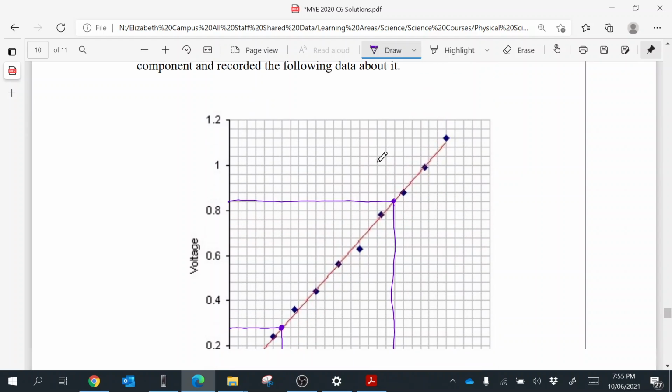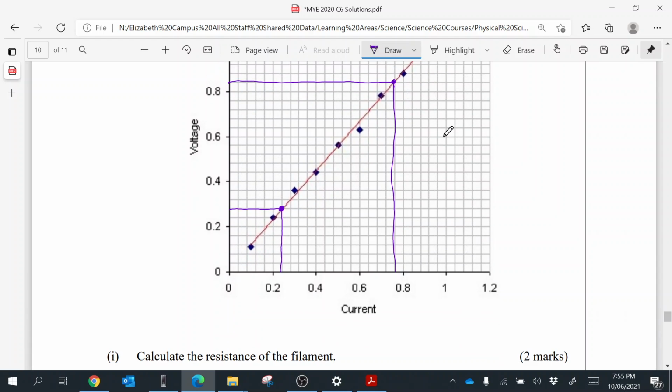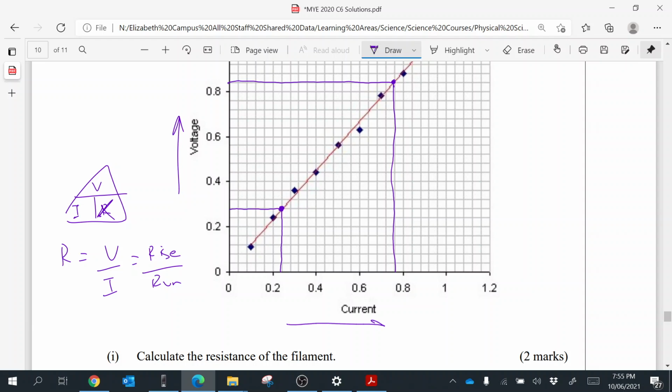So this is V over I. Remember that if we do our triangle, some people like this, V, I, R. We're looking for resistance, so R equals V over I. In this case it'll be equal to rise over run, because as we rise up there, it's voltage, and the run is there. That's current. So what's the value?